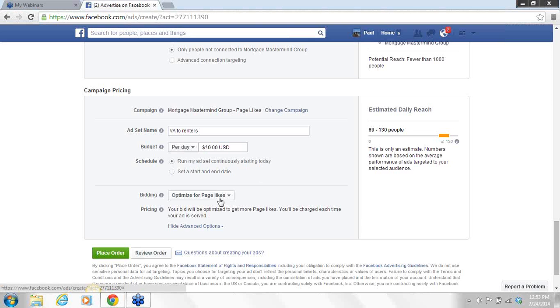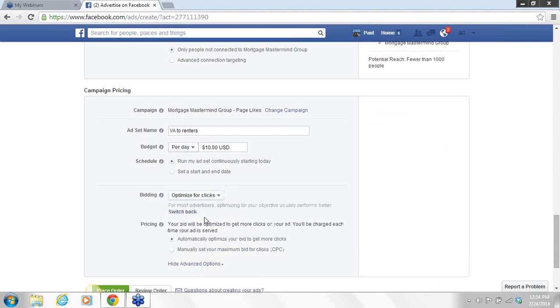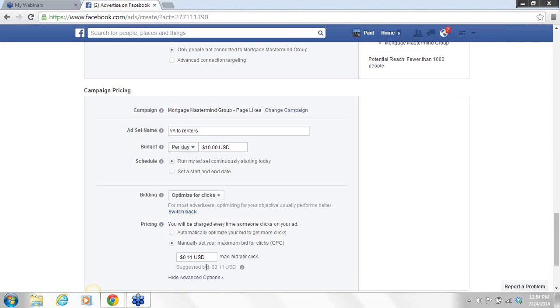Optimize for page likes. Now I'm on a page like one. I've got a direct call to action. Typically I will be using a page post engagement and I don't have to change this bidding. If I'm doing a page like one, I need to incent Facebook to show my ad because I need action takers. I'm going to change this bidding to optimize for clicks because I'm willing to pay you, Facebook, if you get me clicks. But then I always make it manually set your maximum bid for clicks.